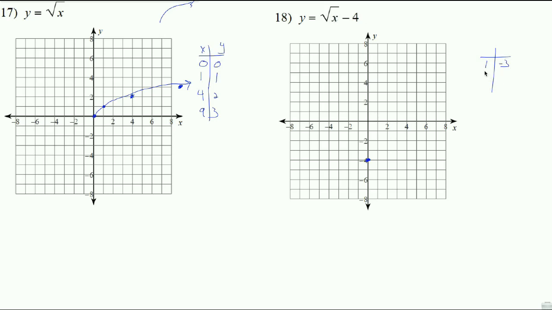Put in 4, because that's easy to take the square root of. Square root of 4 is 2. Minus 4 is negative 2. And if we want to, we can put in 9. Square root of 9 is 3. 3 minus 4 is negative 1. So it was moved down 4. So it goes here. We have the point 1, negative 3. 4, negative 2. 9, negative 1. So it's the same shape as on number 19, but it is shifted down 4.